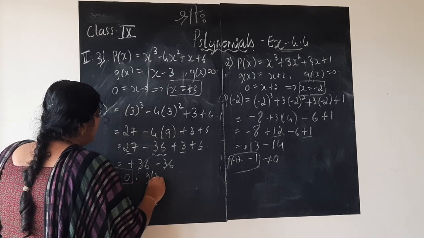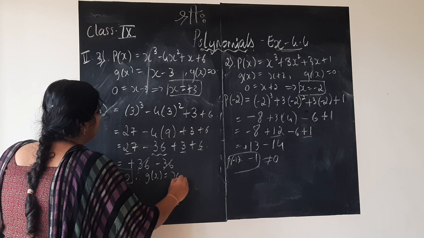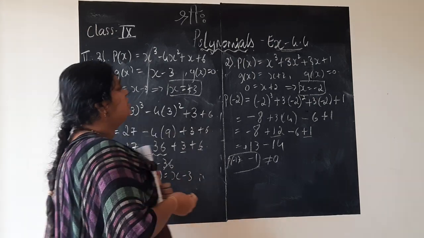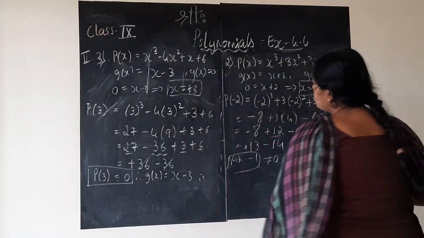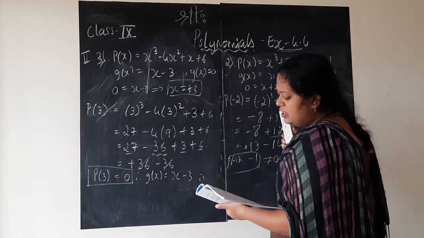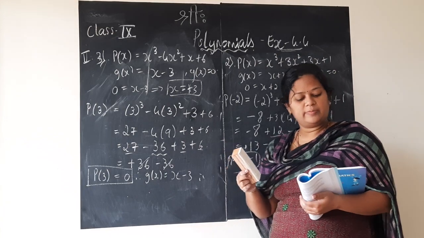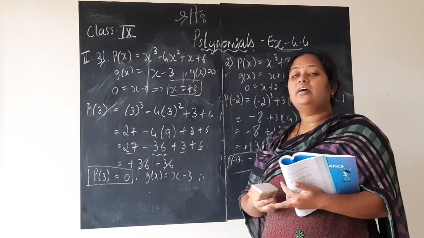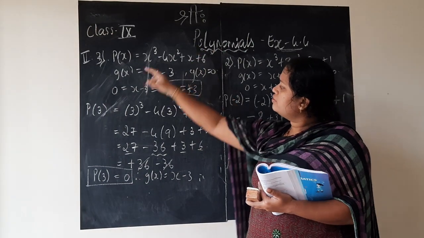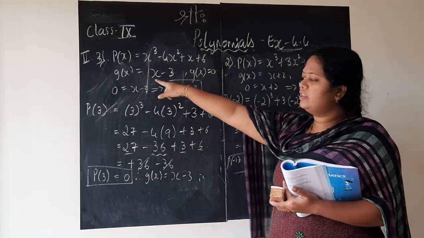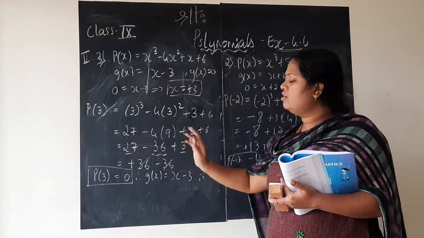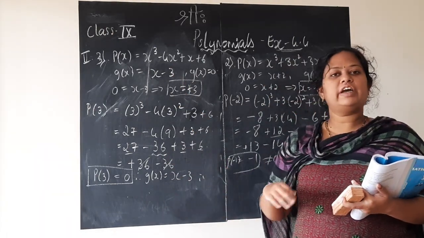Therefore, you will write that G of x is equal to x minus 3 is a factor of P of x, which is x cube minus 4x square plus x plus 6. That is how we will solve. This is about the second main theorem. The third main is also similar to that, but here what we used to do is find out the x value from the given G of x. We used to substitute that in P of x and simplify. Get 0 or not. Based on that we used to tell whether it is a factor or not.